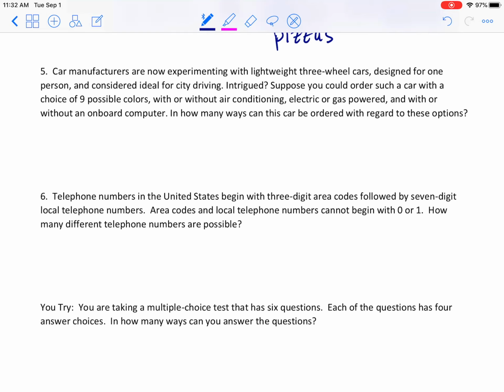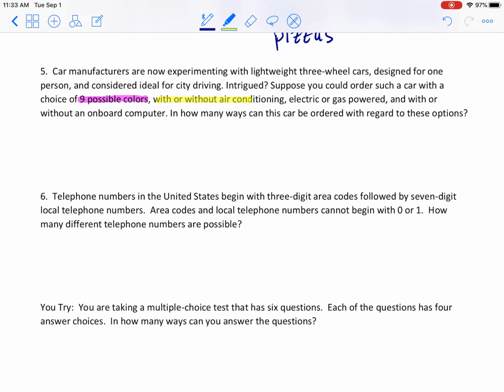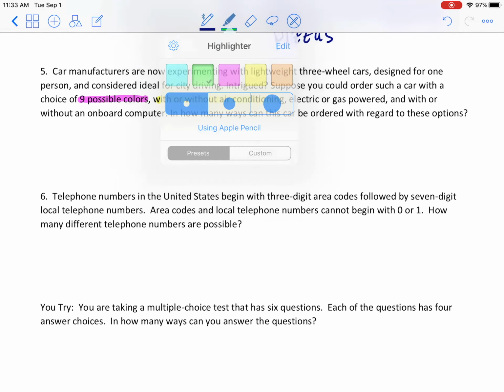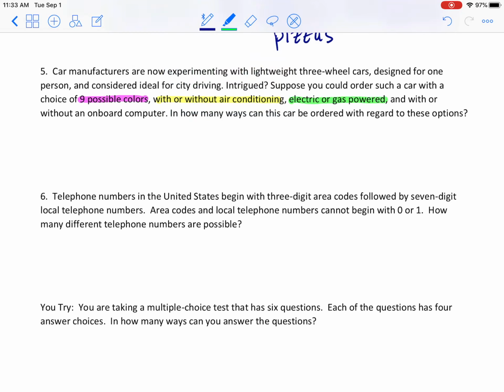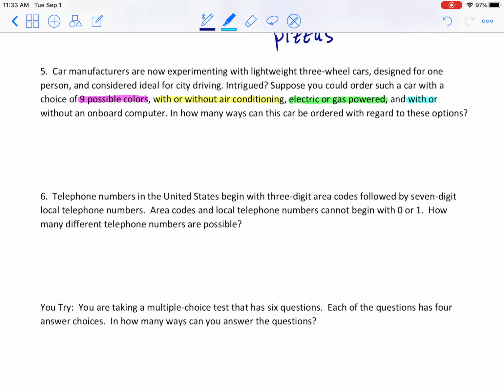Alright, car manufacturers are now experimenting with lightweight three-wheel cars designed for one person and considered ideal for city driving. Are you intrigued? Suppose you could order such a car with a choice of 9 possible colors. So first you're going to choose from the 9 possible colors, and then you can go with or without air conditioning. And then you can choose to get electric or gas powered. And then you can go with or without your onboard computer. So in how many ways can this car be ordered with regard to those options?